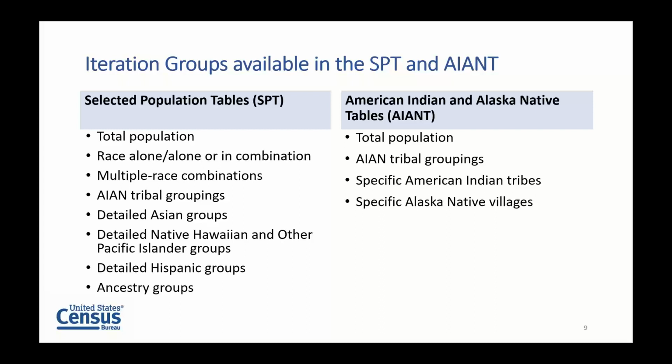The American Community Survey, American Indian and Alaska Native tables are also part of this data products. Now, these are iterated for around 1,000 population groups. They include the total population, American Indian and Alaska Native tribal groupings, and most importantly, specific American Indian tribes, such as the Yurok tribe, and specific Alaska Native villages, such as the native village of Hooper Bay.